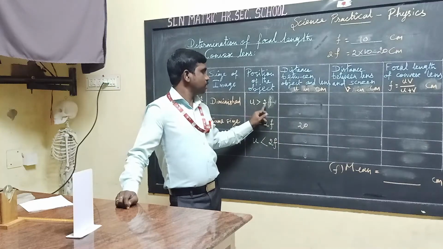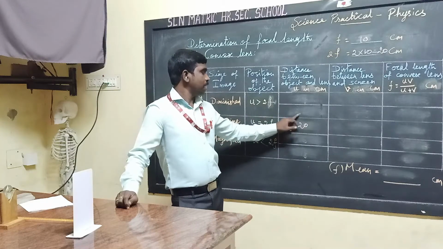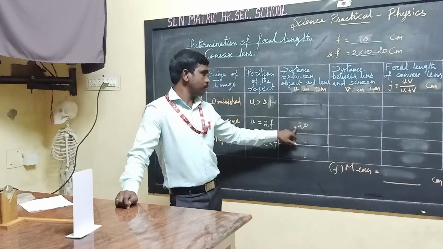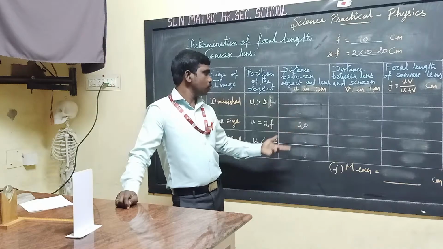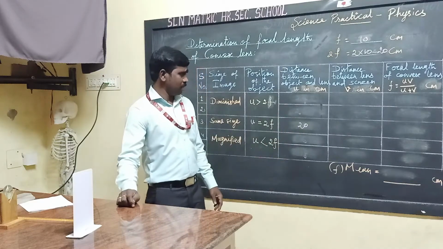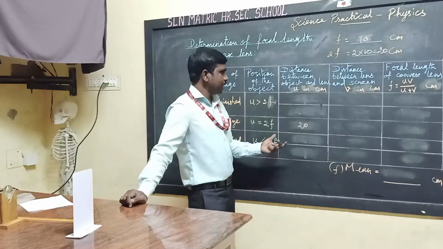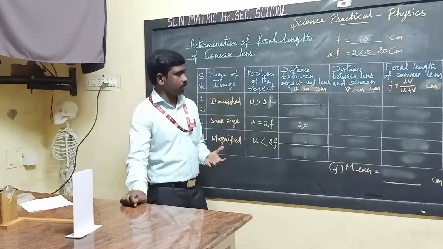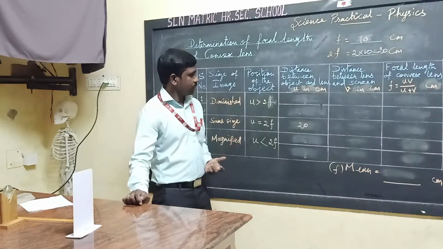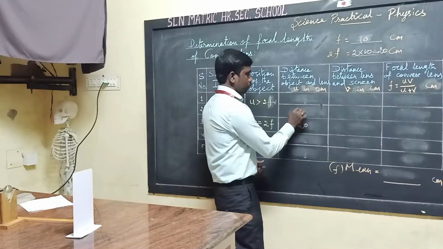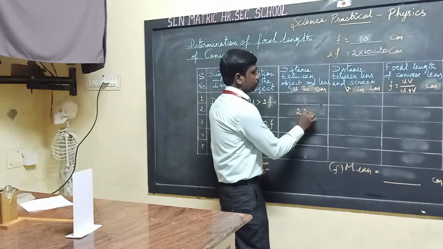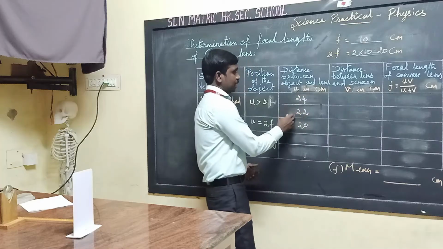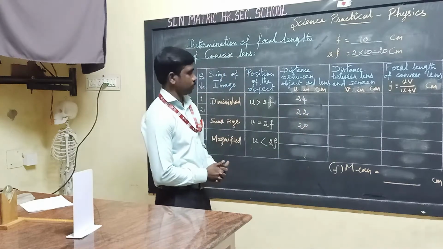So u is greater than 2f. We know the value of 2f is 20, so the values greater than 2f we can easily know. So we write some data. Those data are the easiest way of calculating the focal length of a given convex lens. Now I write the data: 22 and 24. These two data are greater than 20.